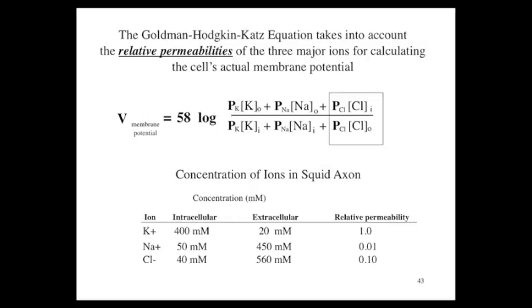For now, the intracellular concentrations of potassium, sodium, and chloride are given. The extracellular concentrations of potassium, sodium, and chloride are given, as are the relative permeabilities. And notice the permeability of potassium is 1 because it's the most permeable ion. The permeability of sodium is only 1/100th of potassium. That is, it's 0.01. And the relative permeability of chloride is 0.1. That was determined. It has to be given to us. That's the only way we could know it.